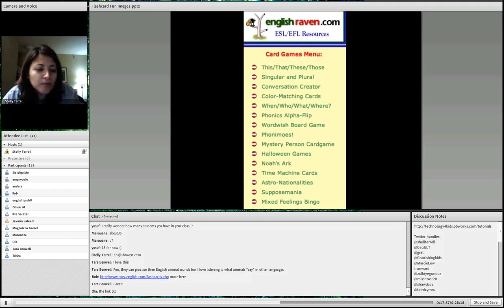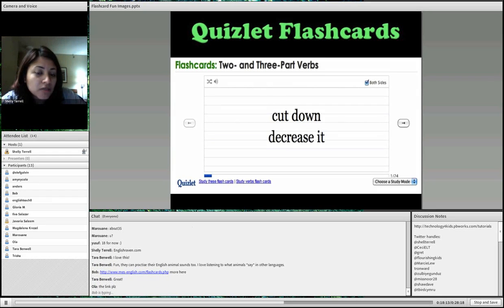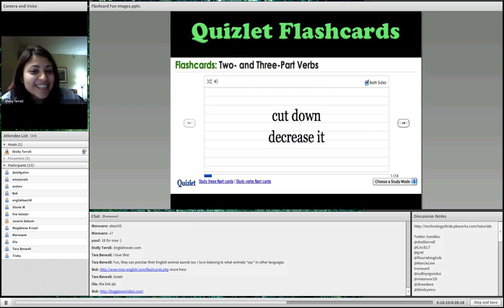And Bob shared one as well inside the chat box, which is flashcardsmesenglish.com flashcards.php. I'll share the Boggles World in a little bit. You can also go to esllibrary.com. They have really great flashcards, a whole entire library of over 2,000 flashcards. And the great thing is that every Friday you get a flashcard idea. So it's really great. And then you also get it according to what the theme is.